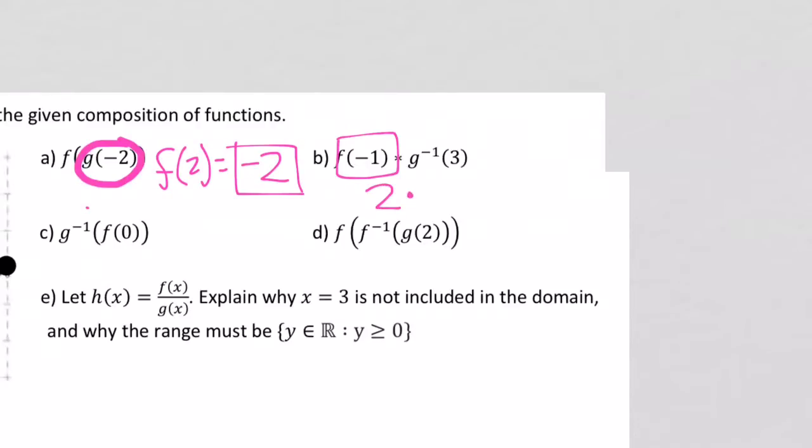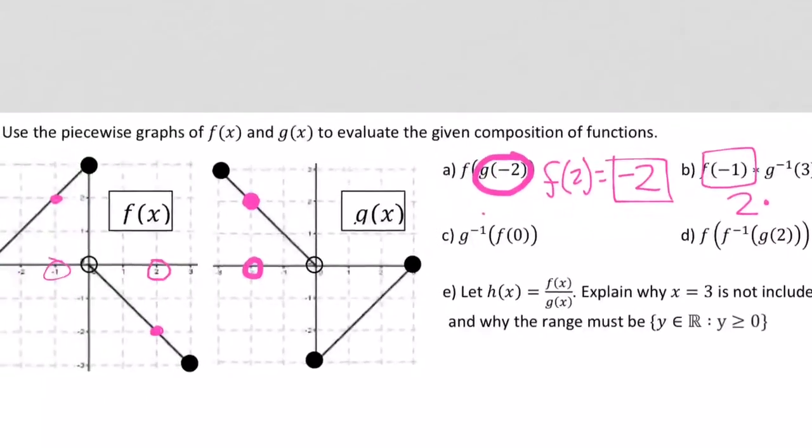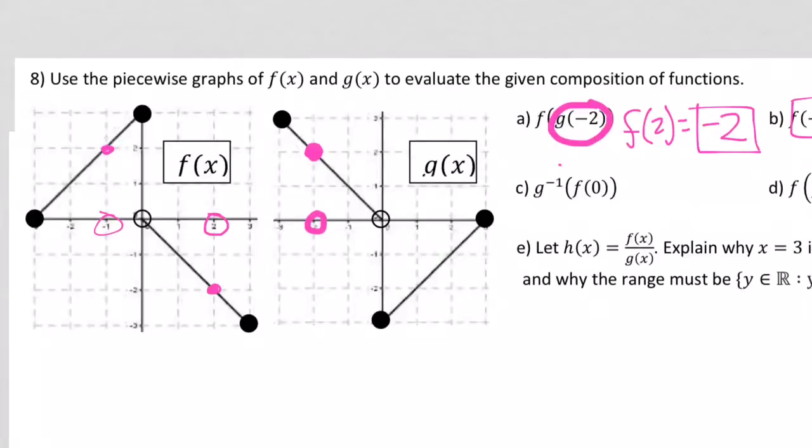2 times g inverse of 3. Now the inverse is slightly confusing. G inverse of 3 is saying go to your graph of g. Where is the y value 3? The y value is 3 right there. What's the corresponding x value?